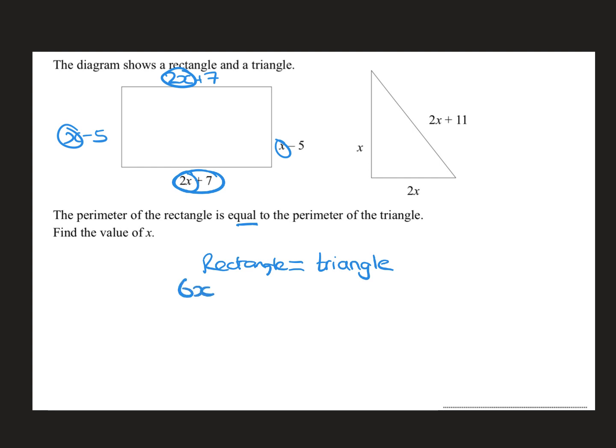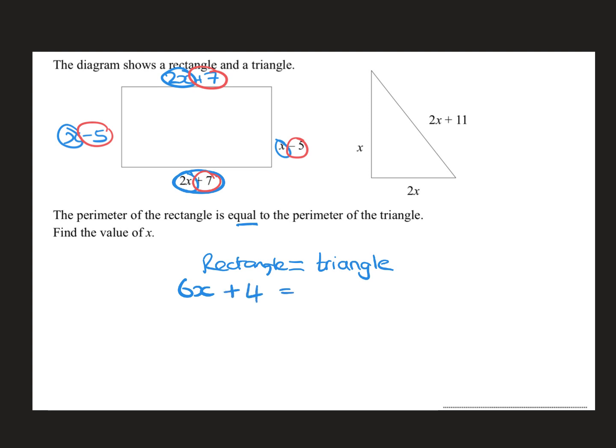Now let's factor in the numbers as well. So we have plus 7 and plus 7, so that'll be 14. And then we want to take away 5 and take away another 5. So 14 take away a total of 10. So 14 take away 10 means there would be a plus 4 in there. So it's 6x plus 4 equals.